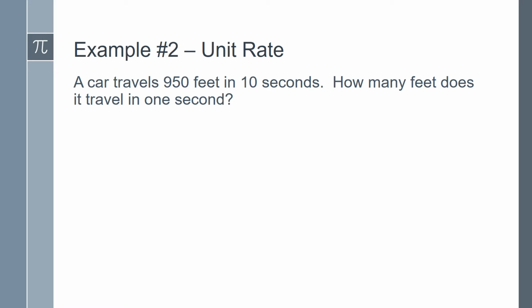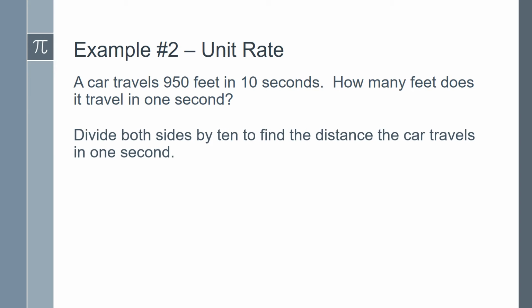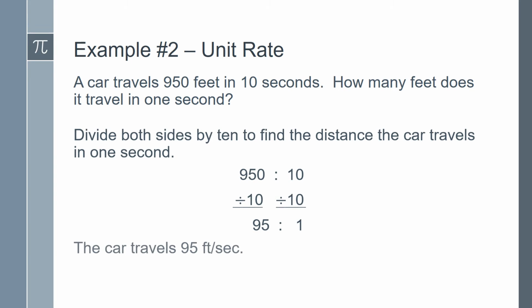You can even expand on the numbers in the table if you'd like. Example number 2. Unit rate. A car travels 950 feet in 10 seconds. How many feet does it travel in 1 second? We will need to divide both sides of the rate by 10 to find the distance the car travels in 1 second. 950 divided by 10 and 10 divided by 10. This gives us a rate of 95 to 1. The car travels 95 feet per second.